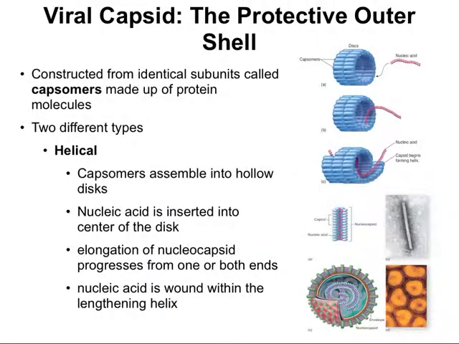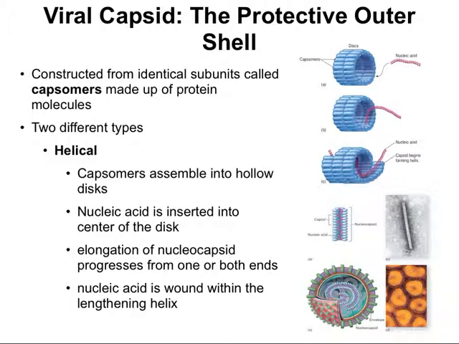Let's take a closer look at the protective outer shell, or the viral capsid. It's constructed from identical subunits called capsomers. They're made up of protein molecules. There are two different arrangements of capsomers. There's the helical arrangement and the icosahedral arrangement.